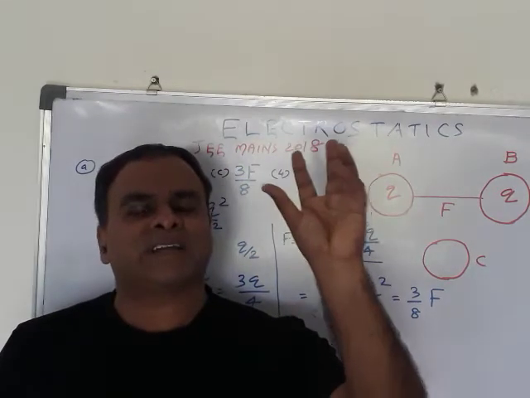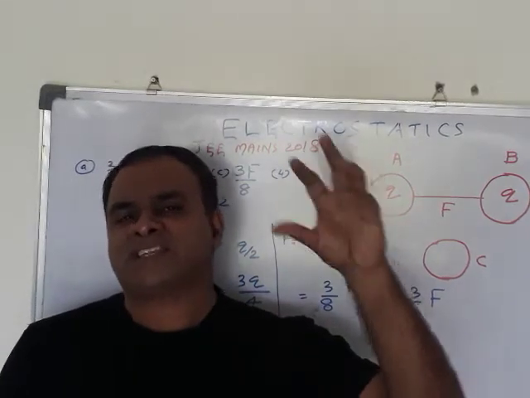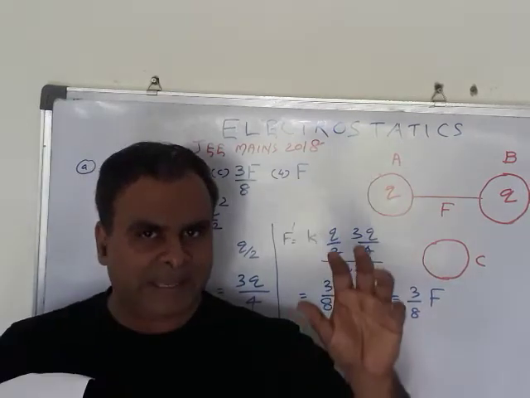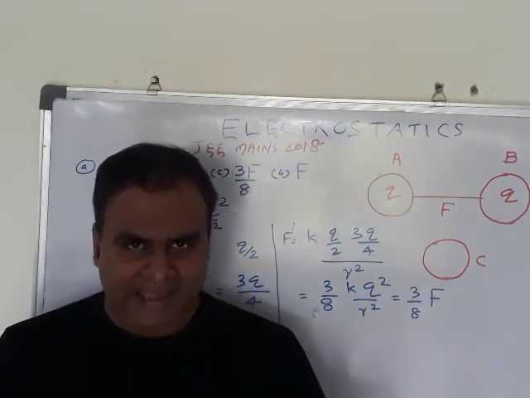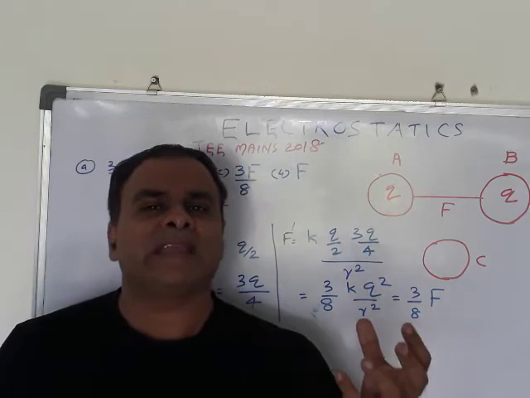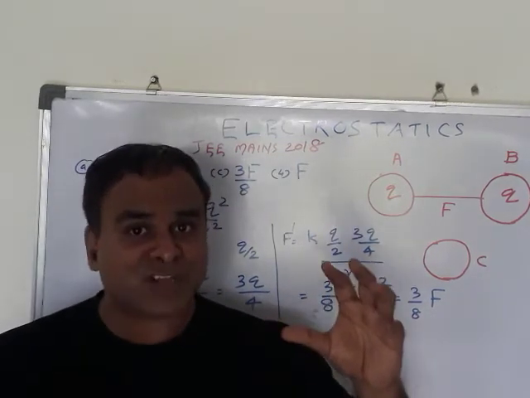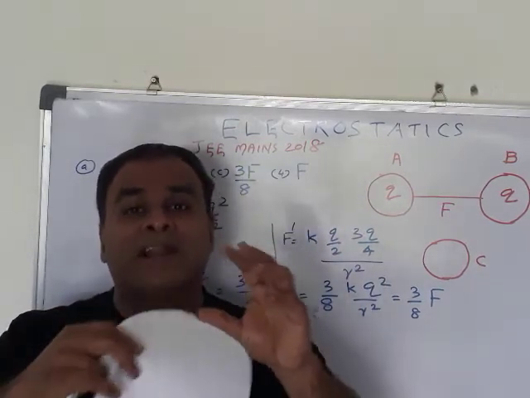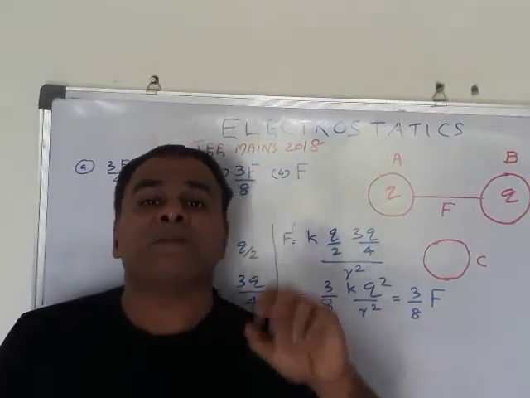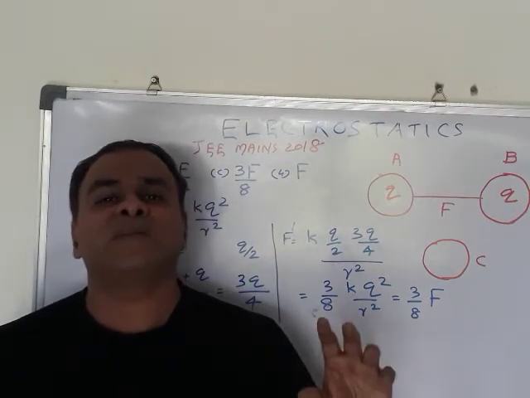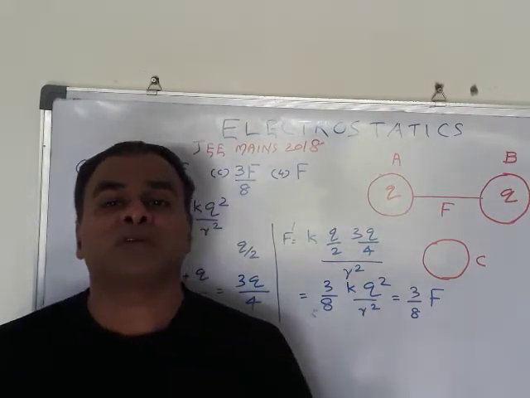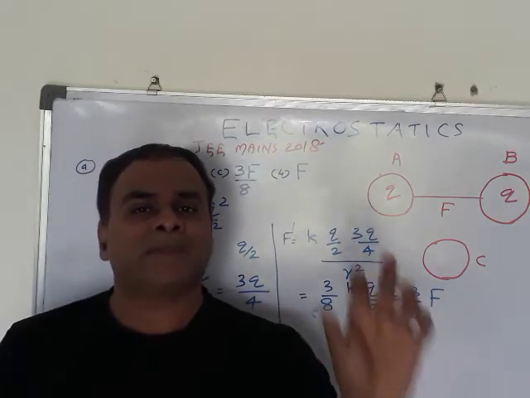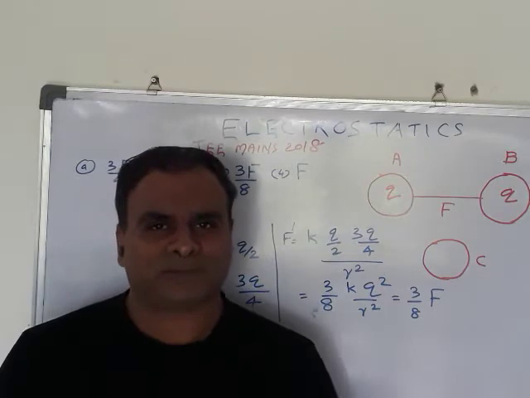So we have a sphere A having charge Q. I am bringing another identical sphere B, which is uncharged, in contact with A. Then the important point is the charge will be equally distributed between these two spheres. Then the charge on each sphere will be Q by 2 and Q by 2.